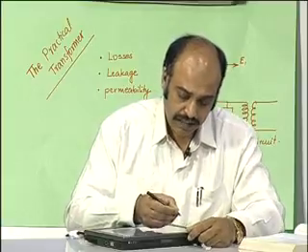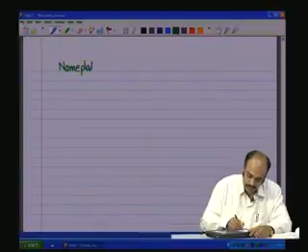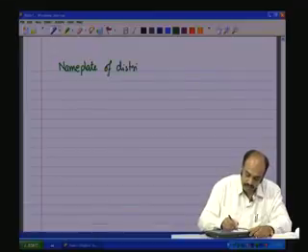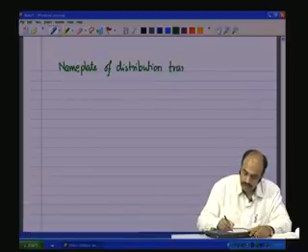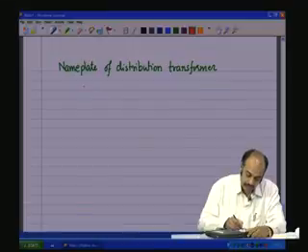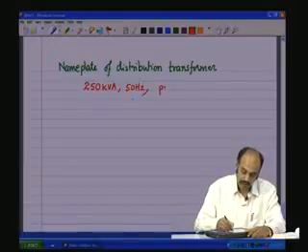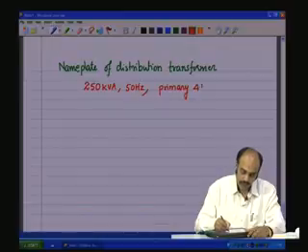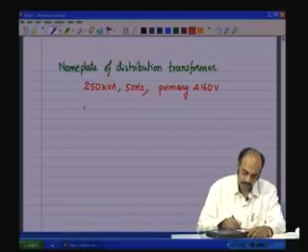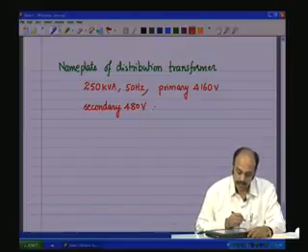So, if you take an example, let us say a nameplate of a transformer, a distribution transformer, a high power transformer, which indicates that it is a 250 kVA transformer, 50 hertz, primary has 4160 volts rated, secondary has 480 volts rated. Now, this is the specification of the transformer.